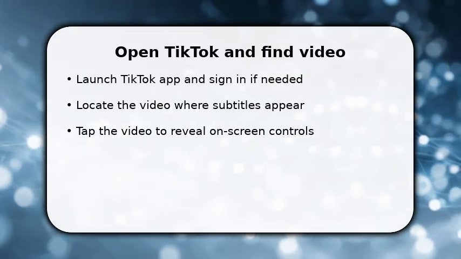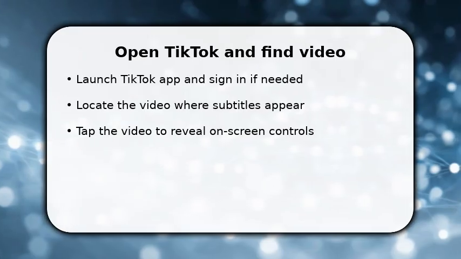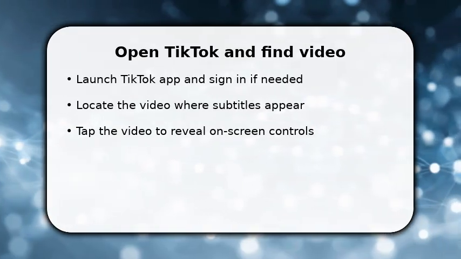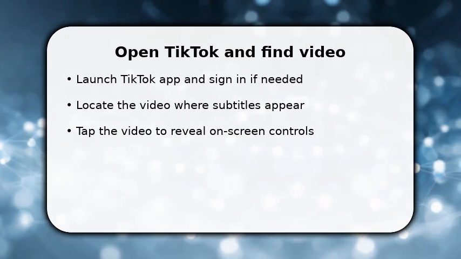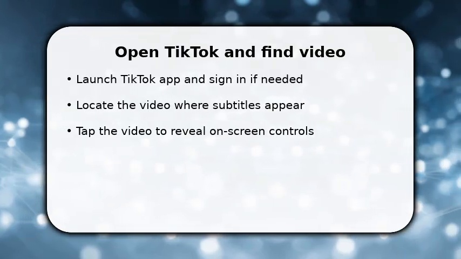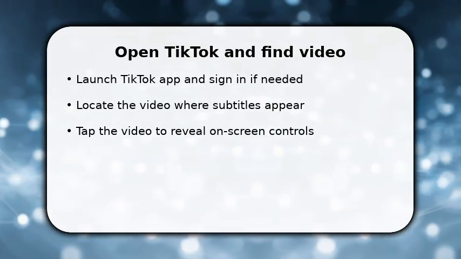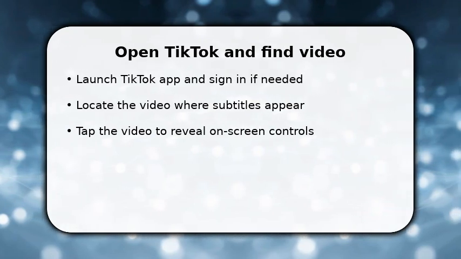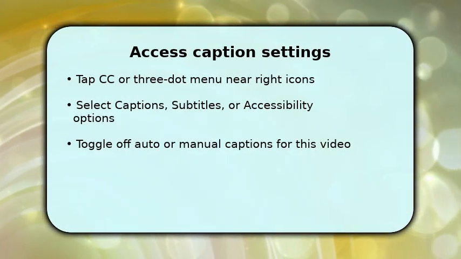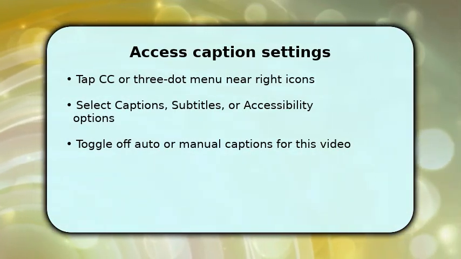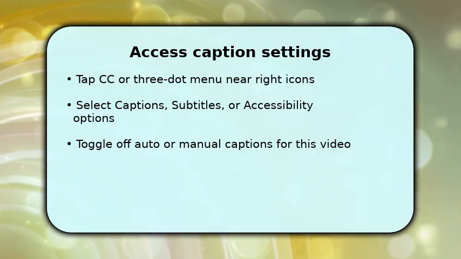If captions were auto-generated, you'll often see a CC button or three-dot menu near the share icons. Tap that button to begin turning subtitles off and proceed to the next step. Once you've tapped the CC or three-dot menu, choose Captions, Subtitles, or Accessibility. These labels vary by app version, so look for similar wording.